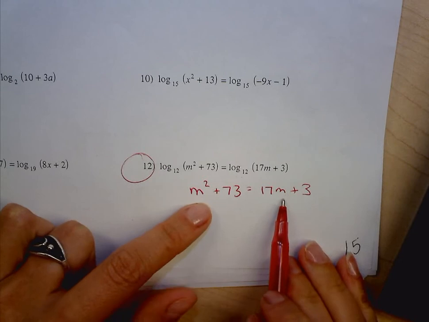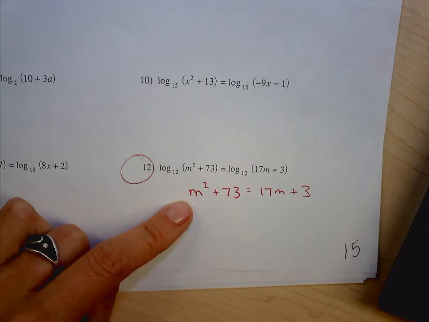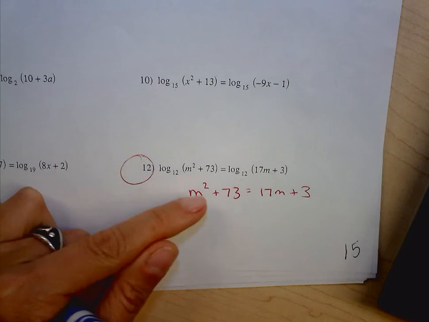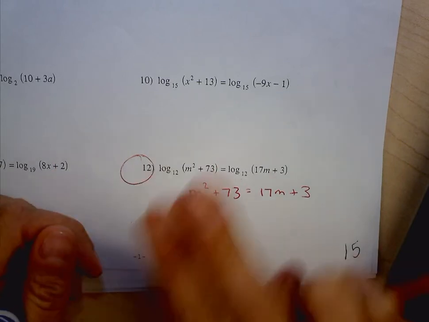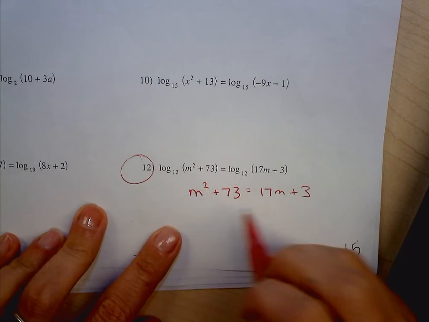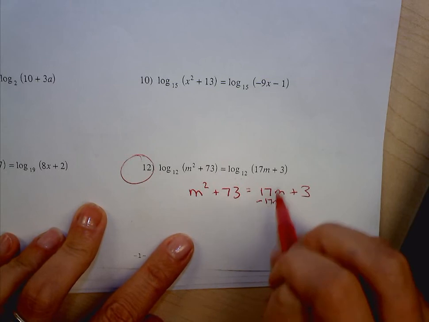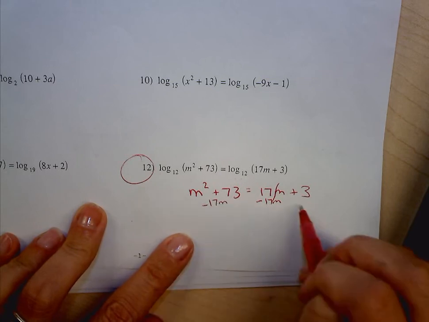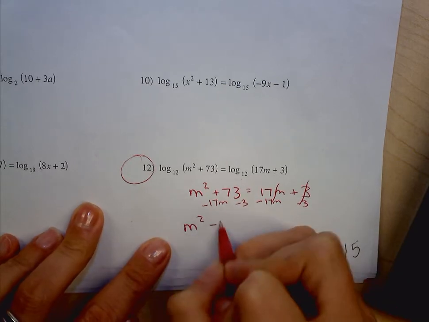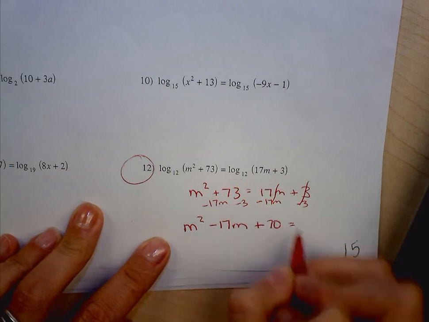Now I'm going to solve for m. I want all the m's on one side. Whenever I see this m squared, I immediately think, I'm probably going to have to factor or use the quadratic formula, because when you see m squared, you're going to get two solutions for m. So I'm going to bring everything to the left side, so my right side of the equation is equal to 0. So minus 17m, and then minus 3, minus 3. So I get m squared minus 17m plus 70 is equal to 0.